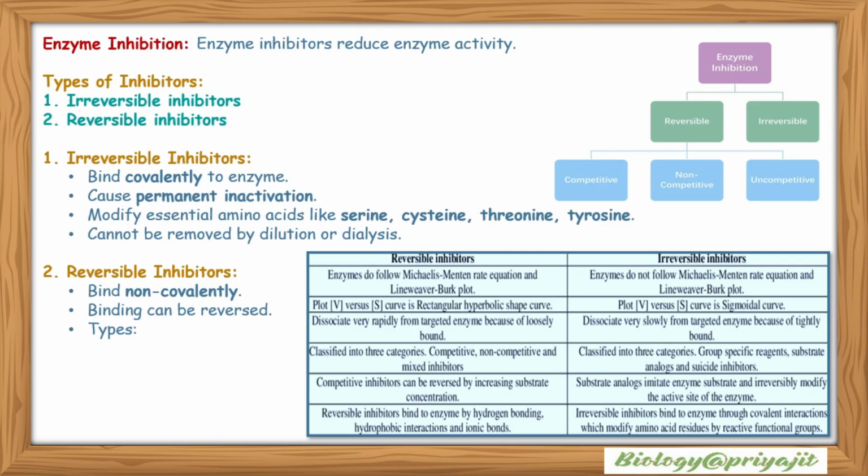Reversible inhibitors bind non-covalently with the enzyme, and this binding can be reversed. So there are basically three types of reversible inhibition: competitive inhibitor, non-competitive inhibitor and uncompetitive inhibitor. So we can conclude that enzyme inhibition can be of two types: reversible and irreversible. And reversible inhibition can be of three types: competitive, uncompetitive and non-competitive. We have already discussed the differences between reversible inhibitors and irreversible inhibitors.